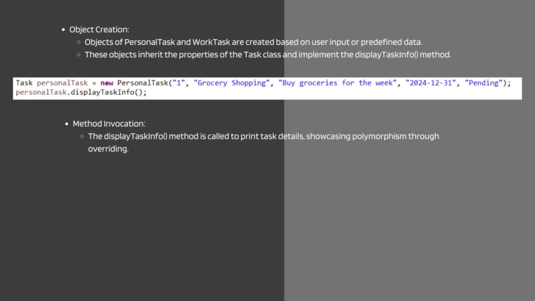Object creation. Objects of personal tasks and work tasks are created based on user input or predefined data. These objects inherit the properties of the Task class and implement the display task info method. This is the example of personal tasks. Method invocation. The display task info method is called to print task details, showcasing polymorphism through overriding.